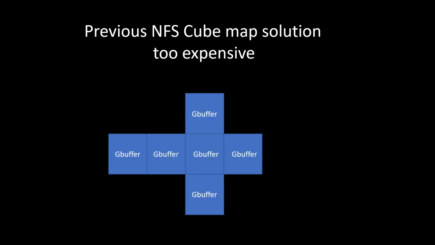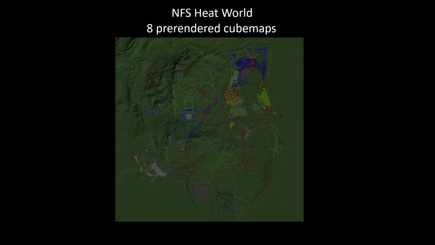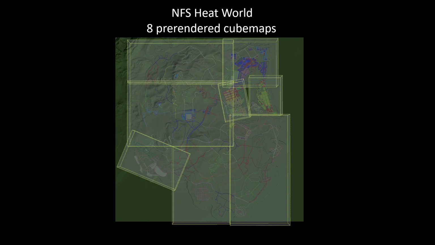The solution with static cube maps that was used in the previous two games would have worked well for buildings and other world objects. However, we could not afford rendering even a single side per frame of a deferred rendered cube map. Instead, we used a set of 8 pre-rendered cube maps for each time of day to provide ambient reflections for most of the world geometry.